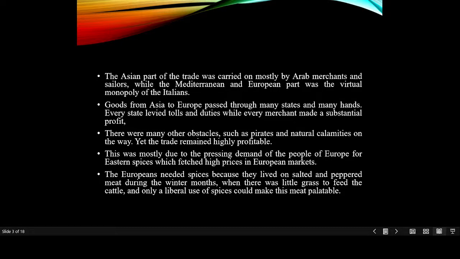So there were many other obstacles, such as pirates and natural calamities on the way. Yet the trade remained highly profitable. We also need to believe that piracy was an important threat to trade. Like there would be some unknown people. Like in India, during the medieval time, we had a community or group called the Pindaris. These people were the looters.